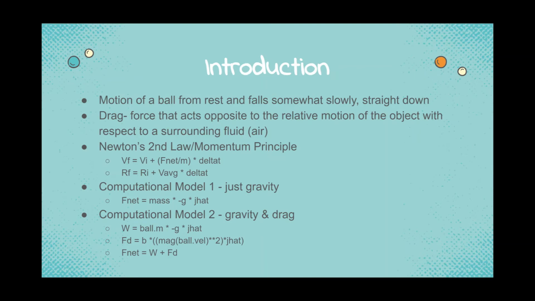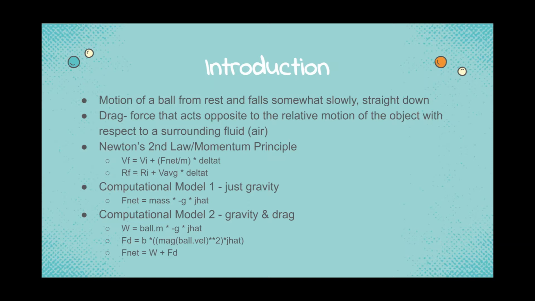This lab was designed to test the motion of a falling object that is dropped from rest and falls somewhat slowly straight down in the negative y direction. The object I chose was a tennis ball, as it is light enough to be affected by external forces, as in this case, drag, a force that acts opposite to the relative motion of the object with respect to a surrounding fluid, or in our case, air.